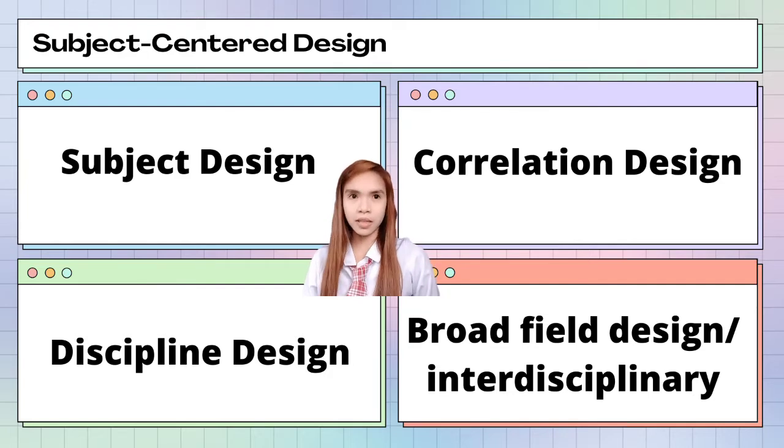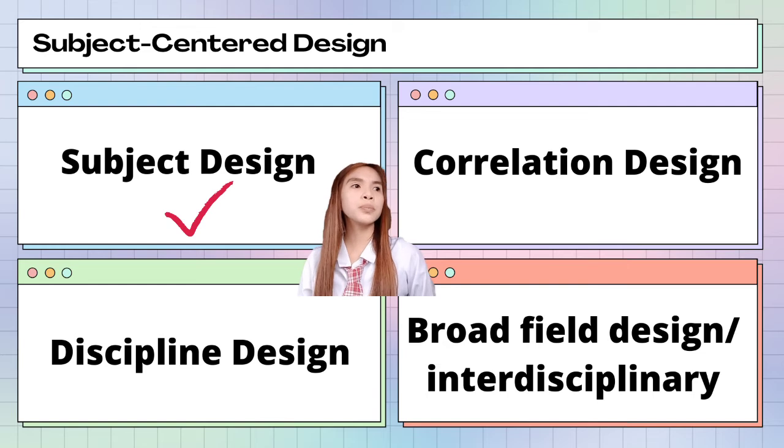Under subject-centered design, we have subject design. What subject are you teaching? What subject are you taking? These are two simple questions that the teacher and the learner can easily answer. It is because they are familiar with the subject design curriculum. Subject design curriculum is the oldest and so far the most familiar design for teachers, parents, and other laymen.